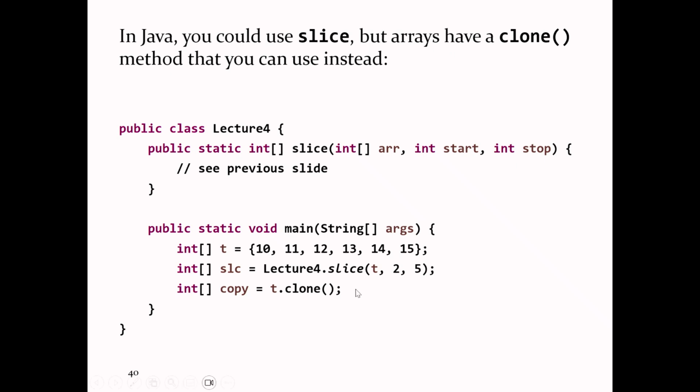This only works with one-dimensional arrays, though. If you have a multi-dimensional array, clone won't do what you want it to do. You can have multi-dimensional arrays. They exist in Java just like they do in C. There are some differences, but the basic ideas are the same.